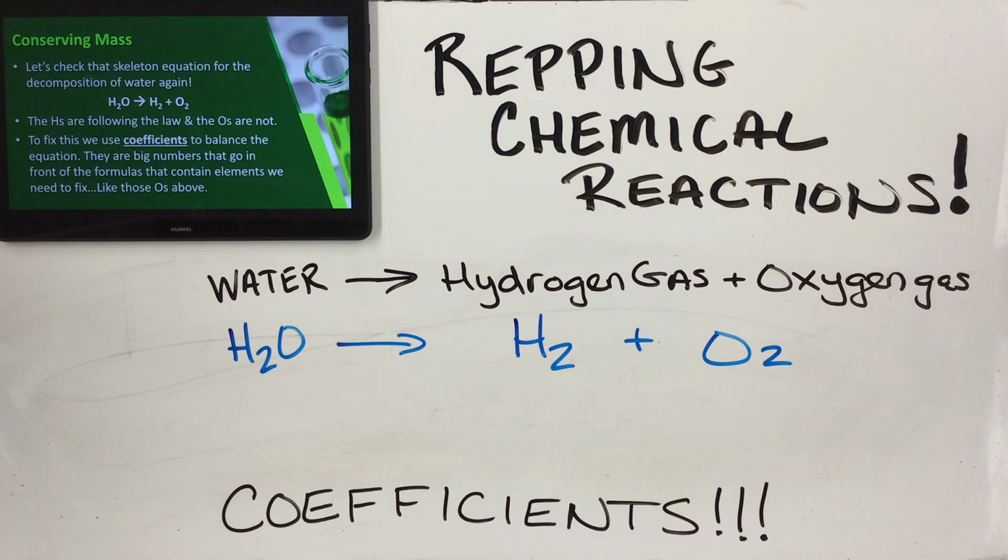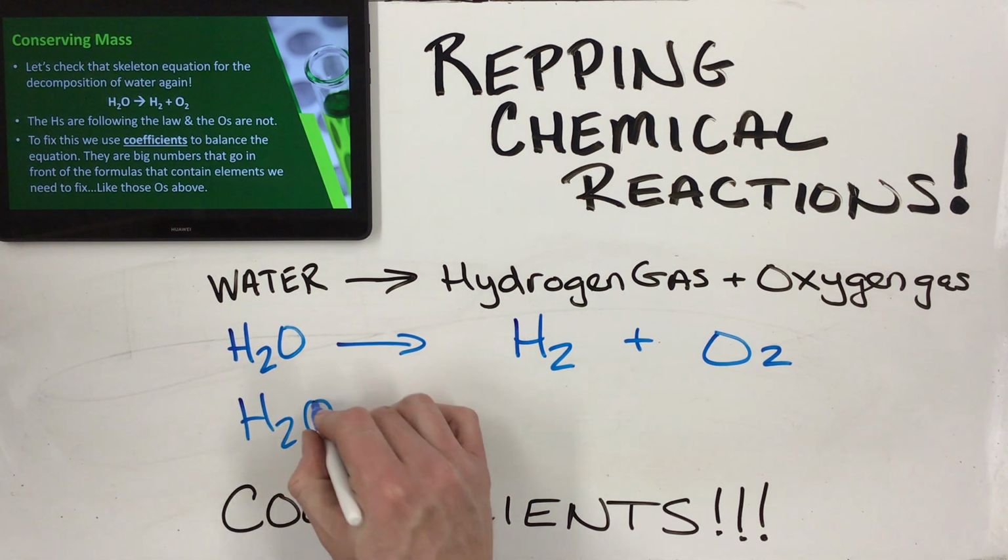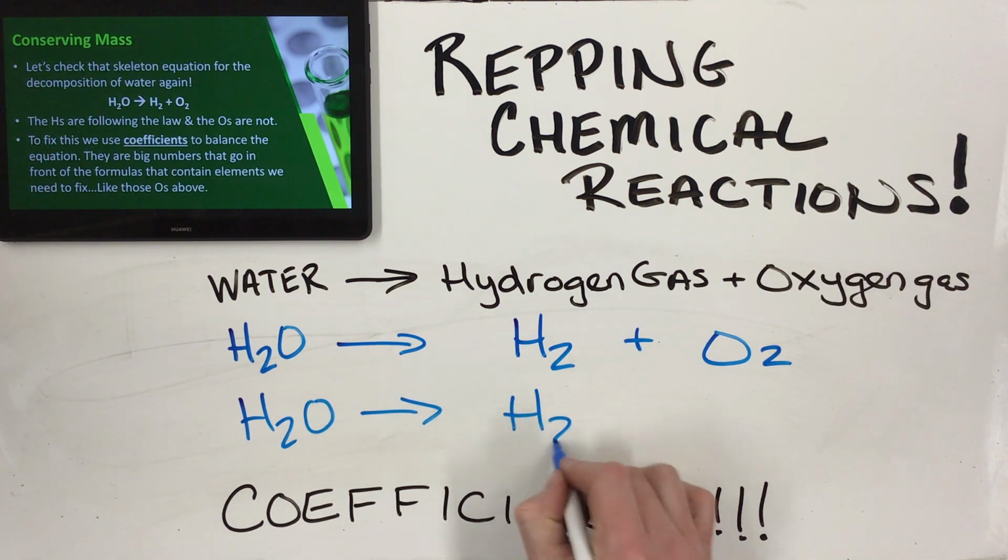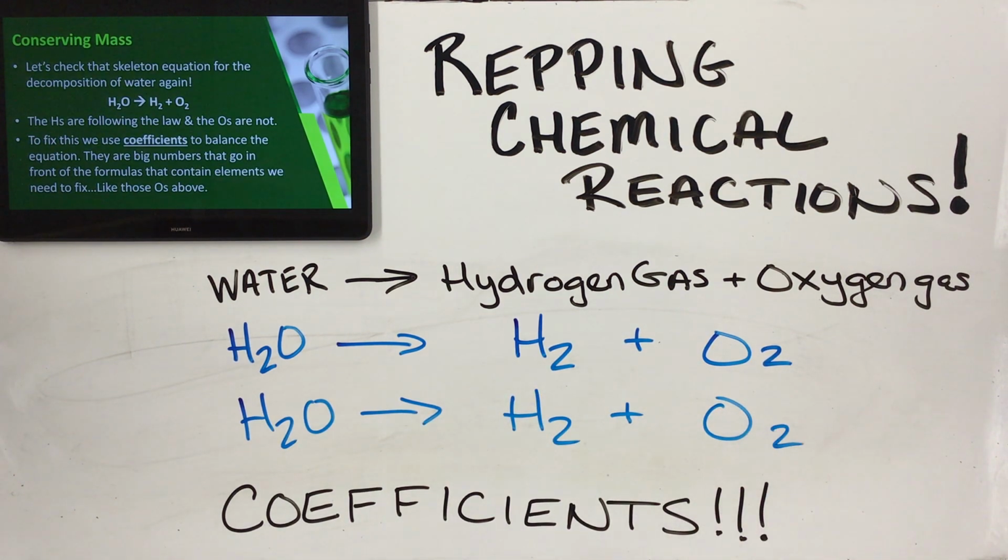So in our skeleton equation, we've got to add a coefficient here to fix our oxygens. Remember, 2 hydrogens, 2 hydrogens. Awesome. 1 oxygen, 2. Not so awesome. So I'm going to put my coefficients in with red. I'm going to draw this down here again so we can have an example of our skeleton equation. And this bottom one, this second one here, will be our balanced equation.